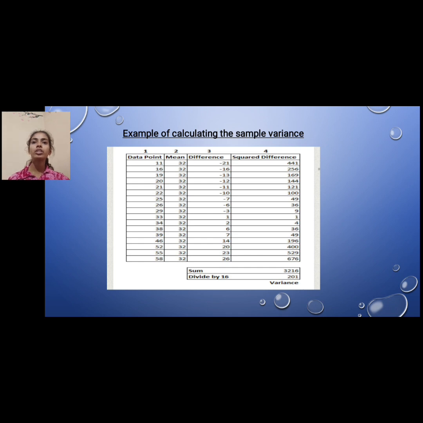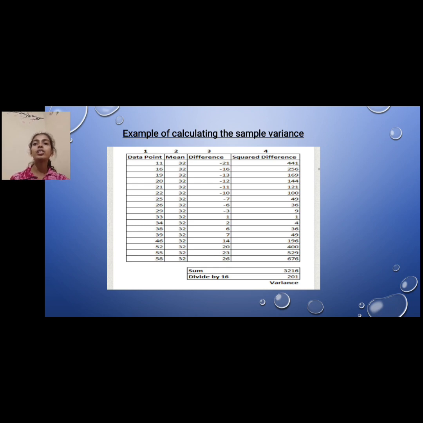The procedure involves taking each observation (1), then subtracting the sample mean (2) to calculate the difference (3), squaring the difference (4), and then summing the squared differences at the bottom of the table.